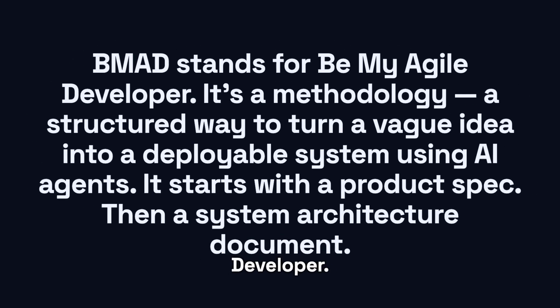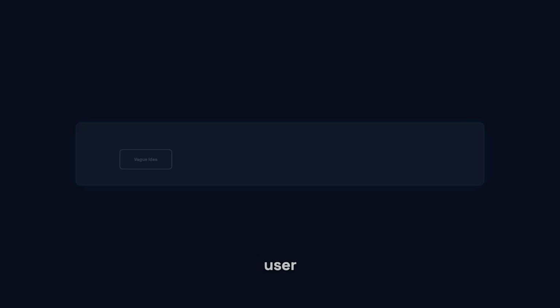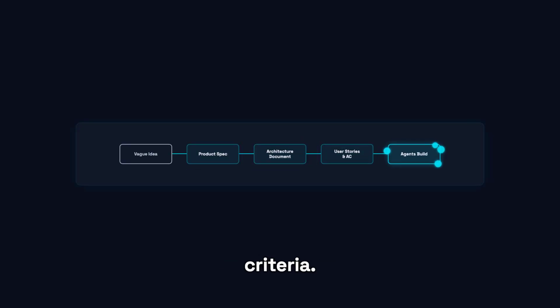BMAD changed that. BMAD stands for Be My Agile Developer. It's a methodology, a structured way to turn a vague idea into a deployable system using AI agents. It starts with a product spec, then a system architecture document, then user stories with explicit acceptance criteria. Then, and only then, do agents start building. Here's what that looks like in practice.